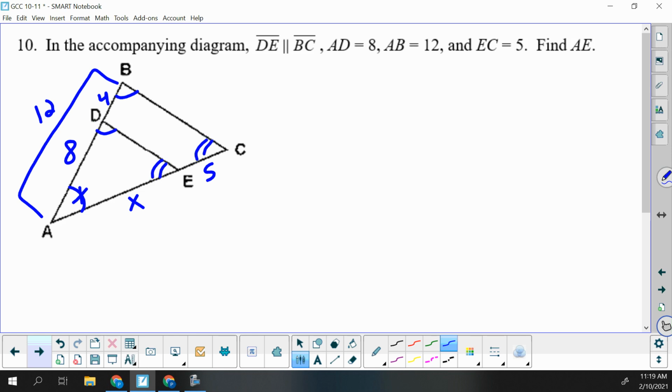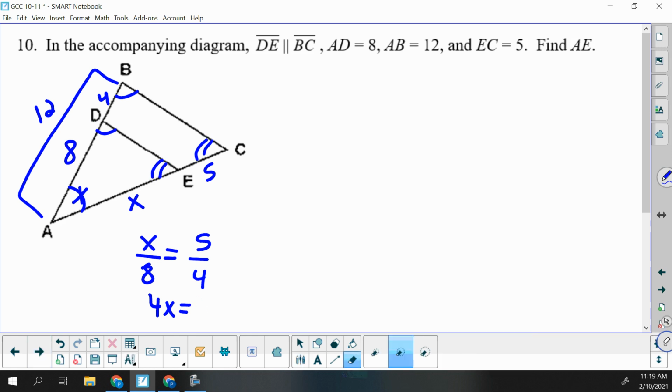First, let's do it the side splitter way. X matches in the same spot as 8. 5 matches in the same spot as 4. When we cross multiply, we would get 4x equals 40. And if we divide by 4, we'd get x equals 10. We were looking for AE, and that's what we called x, so we would be all set.